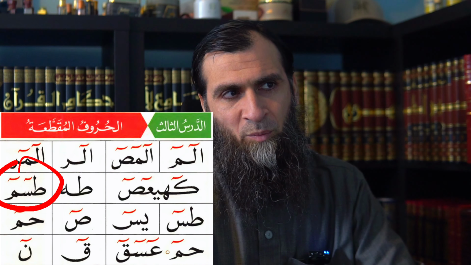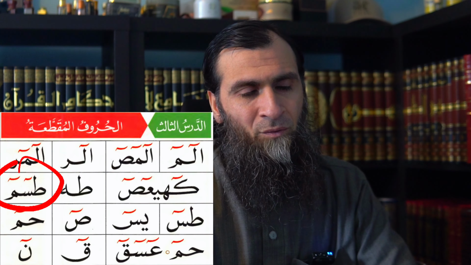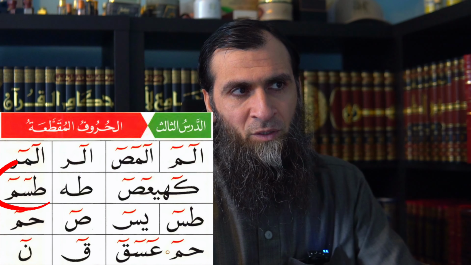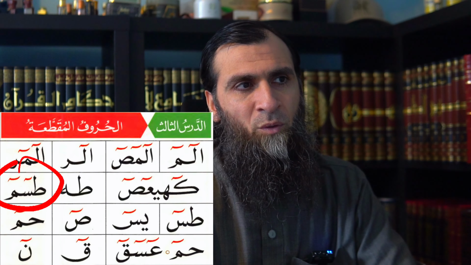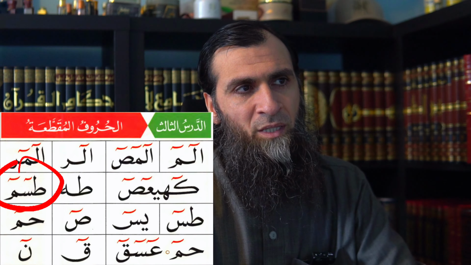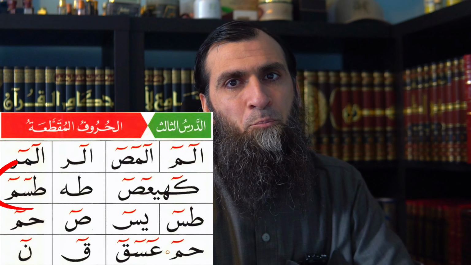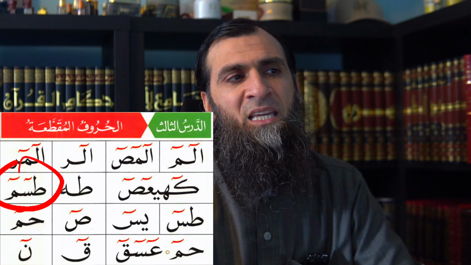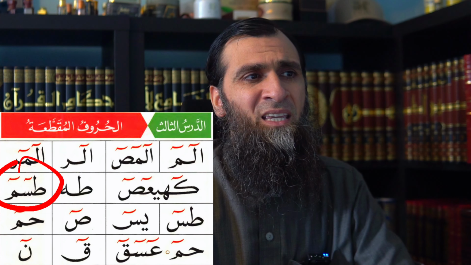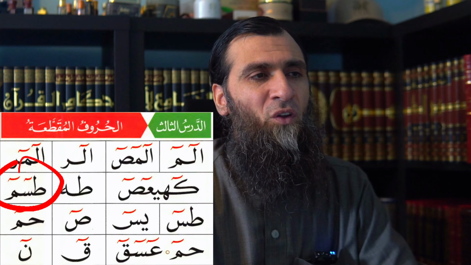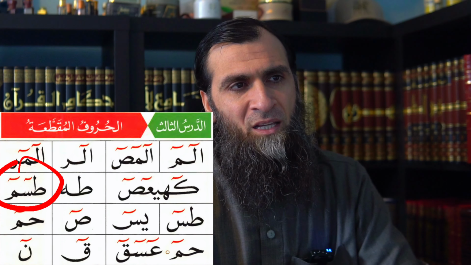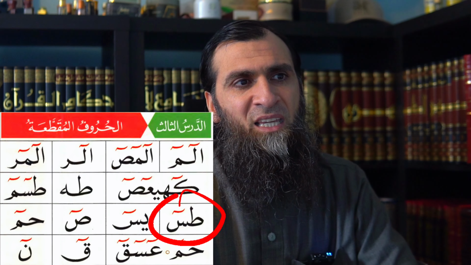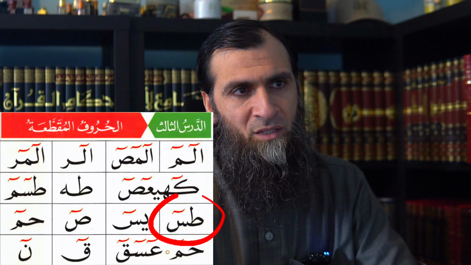So the noon is going to be dropped because the way it should be pronounced if there wasn't a meme, sin. However, you're going to get rid of the noon and you're going to merge it with the meme. So you're going to say sim. Sim, mim. You're not going to pronounce the noon. Ta, sim, mim. Ta, sin. Here you're going to pronounce the noon sound.